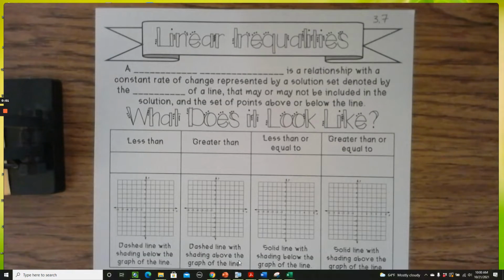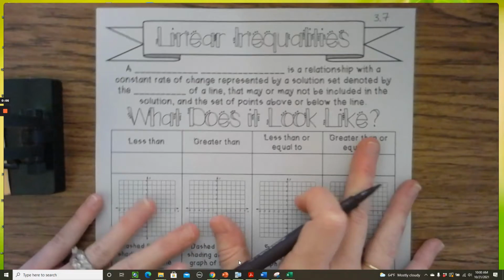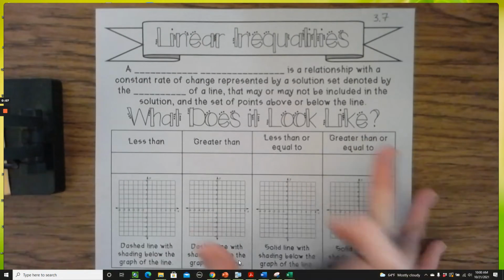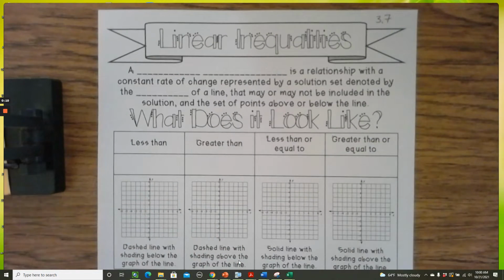This video is for the linear inequalities notes. Okay, so we've done a little bit of this. We've solved inequalities, but we're going to start graphing them and finding equations when we have systems of inequalities.